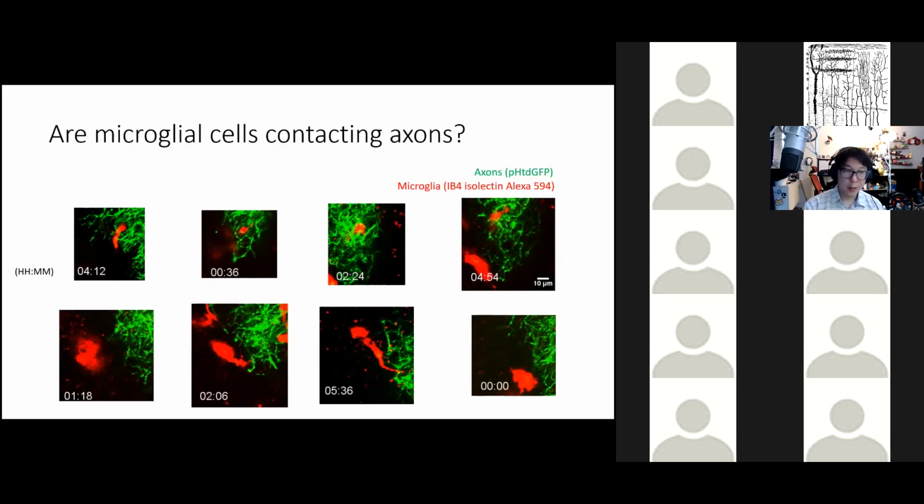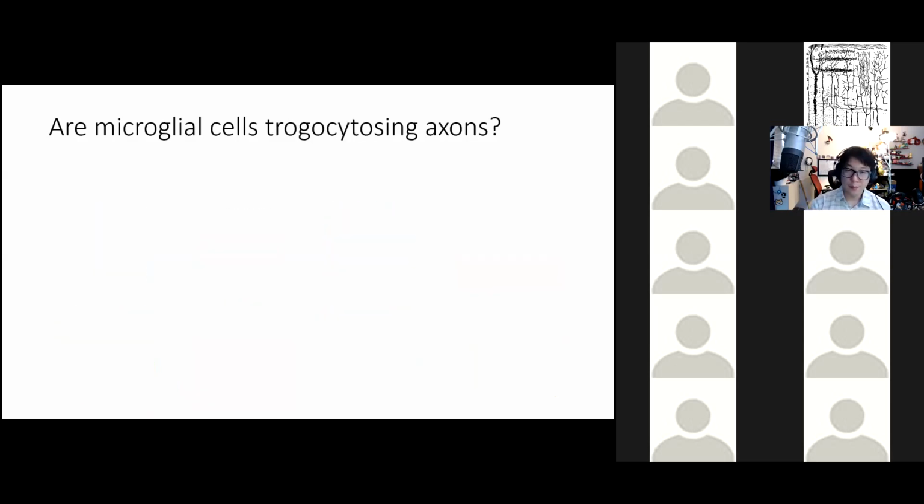And also microglia can be observed extending processes into the neuropil to contact axons. Here's some examples of that. So the microglia are contacting axons. Is this mediating trogocytosis, for example?